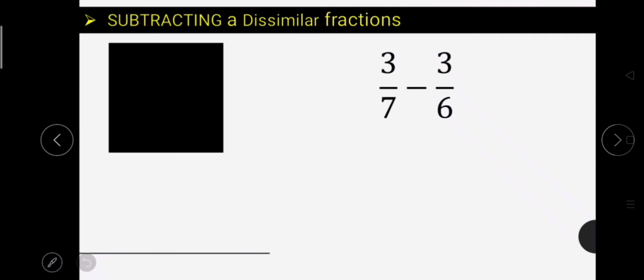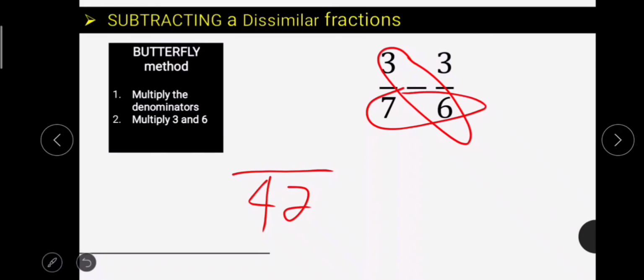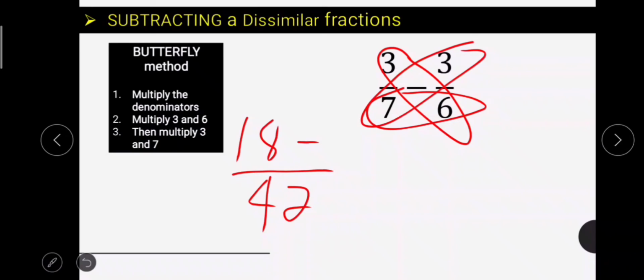There is another way of subtracting dissimilar fractions, that is using the butterfly method. So how are you going to do that? Just multiply the denominators, 7 and 6. It gives you 42. Then multiply 3 and 6, gives you 18. Then copy the operation. Next is multiply 3 and 7.